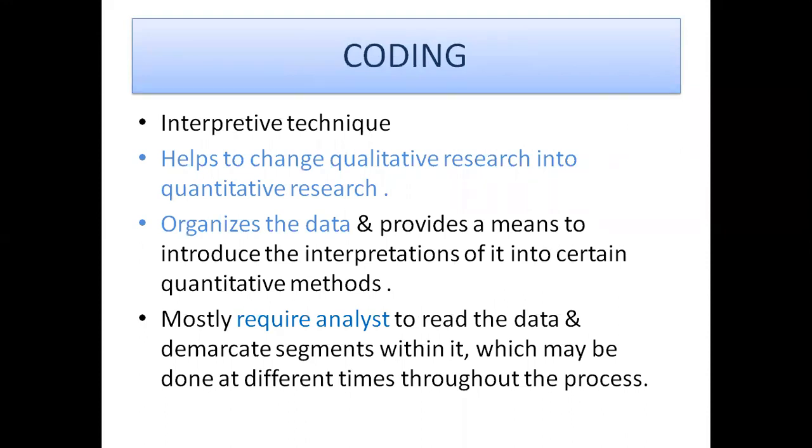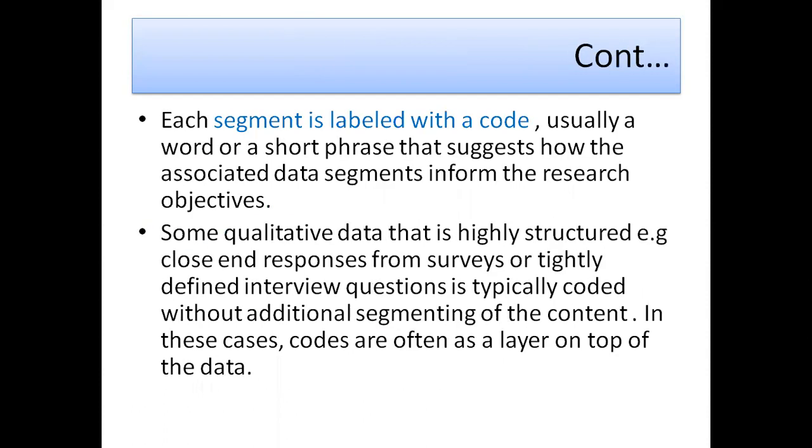Now, we will discuss coding. It is an interpretive technique. It helps to change the qualitative research into quantitative research. It organizes the data and provides a means to introduce the interpretations of it into certain quantitative methods. It mostly requires analysts to read the data and demarcate segments within it, which may be done at different times throughout the process. Each segment is labeled with a code, usually a word or a short phrase that suggests how the associated data segments inform the research objectives.